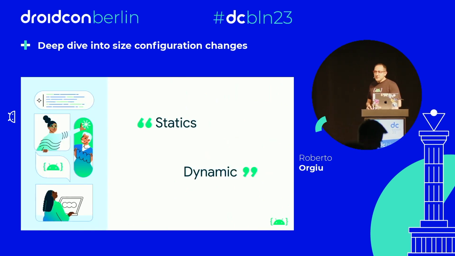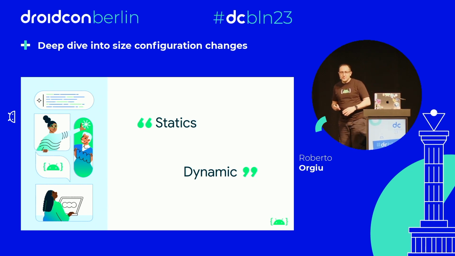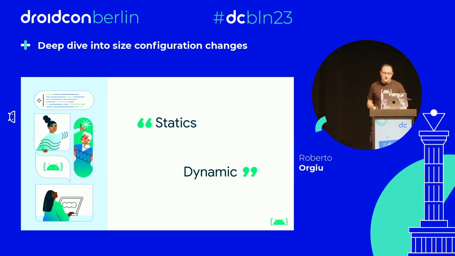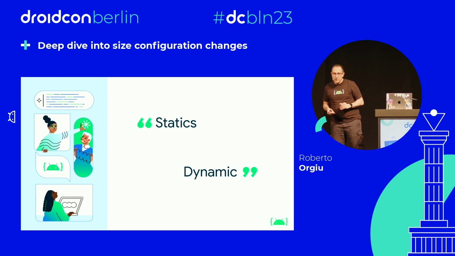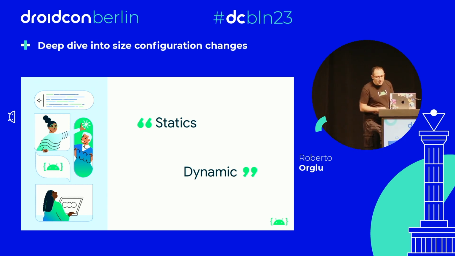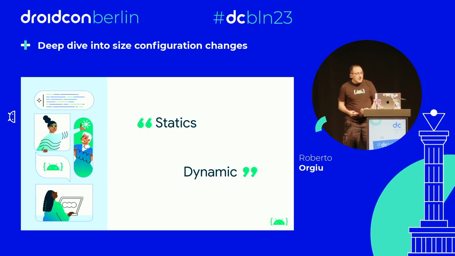OK, so first, this talk is going to be divided into two main areas. The first area is related to static stuff. So what configuration changes are, and what they represent at any given point in time for your app. The other part is anything that is dynamic, or actually how, when, and why size configurations happen. OK? All clear?